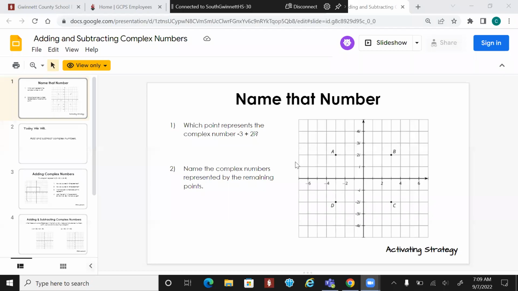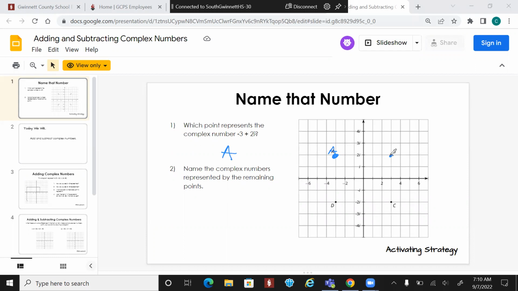All right, which point represents the complex number -3 plus 2i? Okay, so remember how we talked about yesterday. -3 plus 2i is going to be from 0, 0. We're going to go over -3 and up 2i. So what point represents that? A, yes, good.